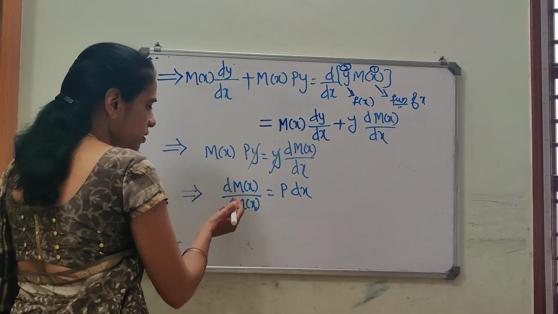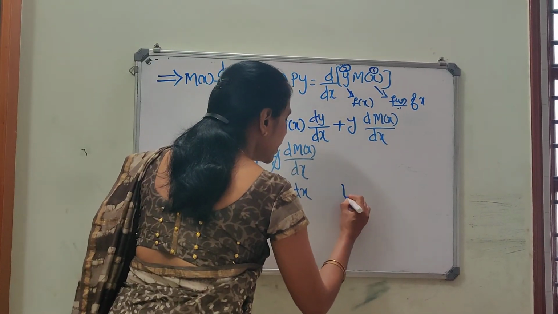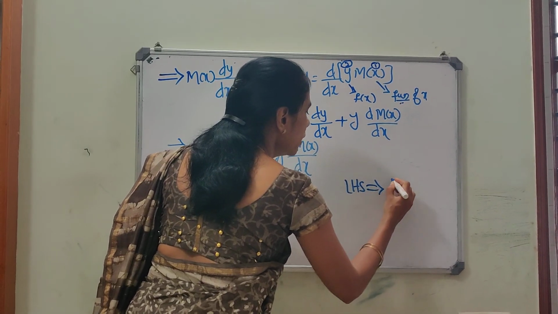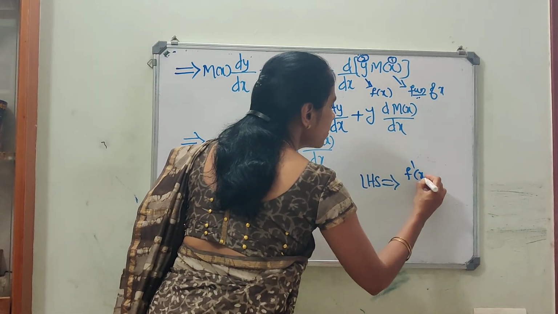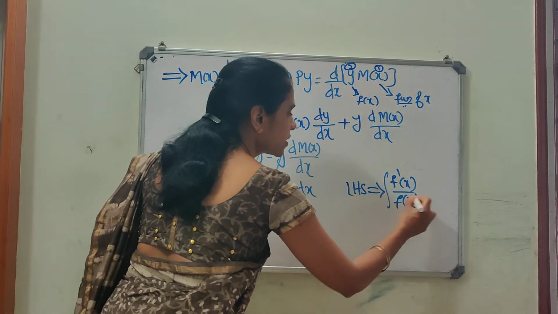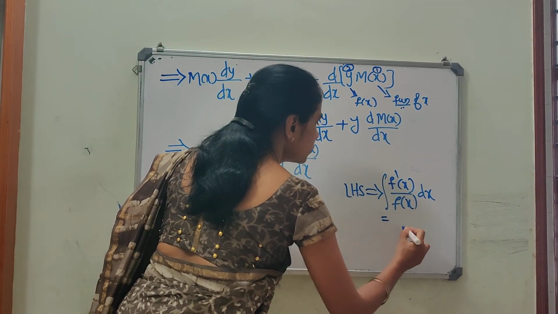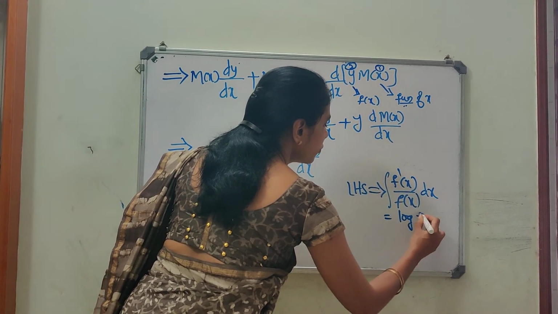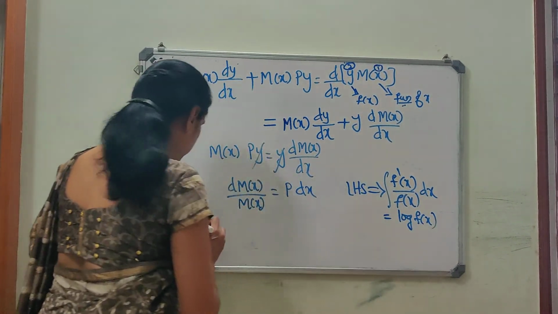Now you can just see here, the LHS is of the form f dash of x by f of x. So if I integrate this with respect to x, what happens? This will be log f of x. So let us just integrate.